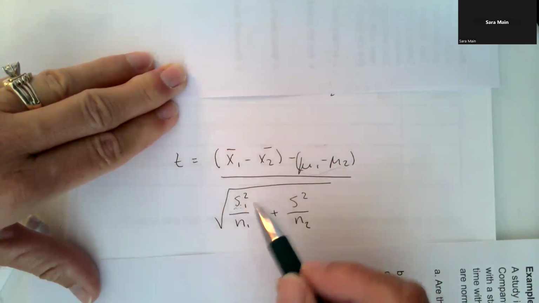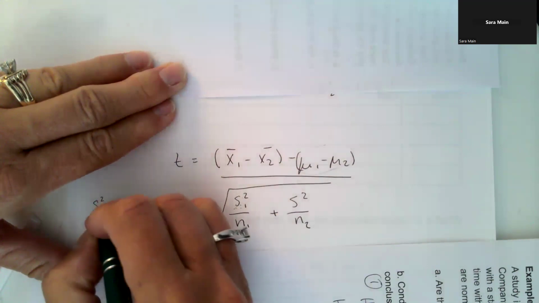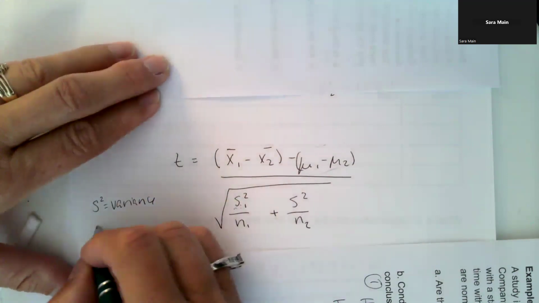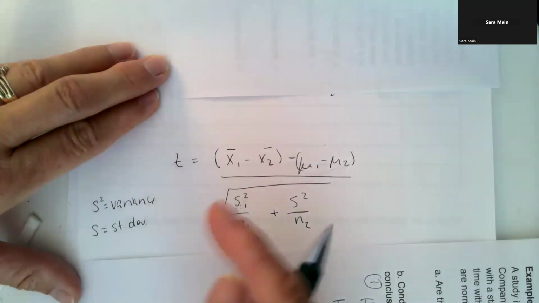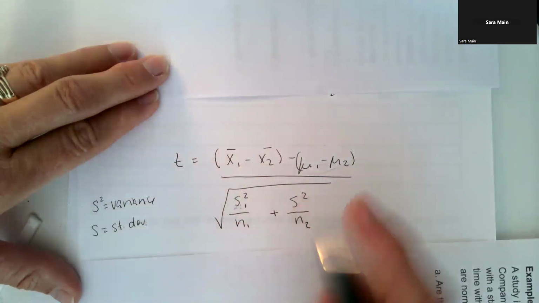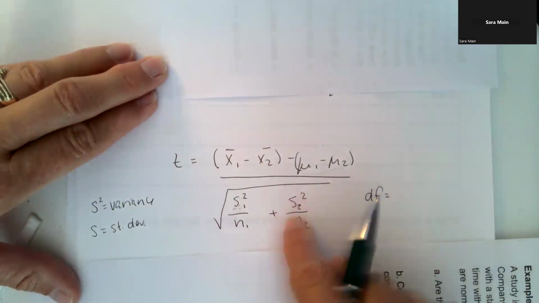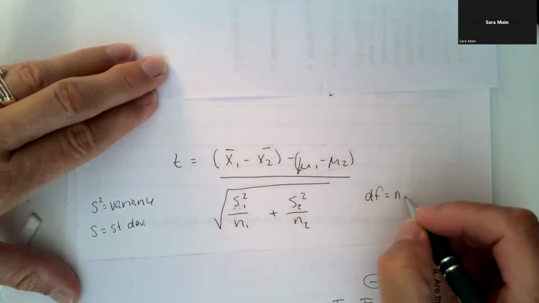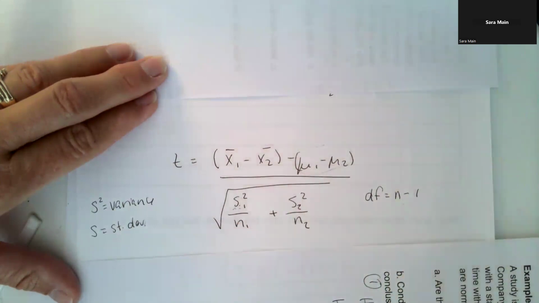So if you're given the variance, ALEKS likes to give the variance, because remember that this is variance. So if you square the standard deviation, it's the variance. So if they give you the number that's the variance, you can just type that right in. Divided by the sample size of 1 plus the variance of sample 2 divided by the sample size of sample 2. And then the degrees of freedom are the smallest of the two, subtracting 1. So whichever of the two sample sizes is smaller, you're going to subtract 1.